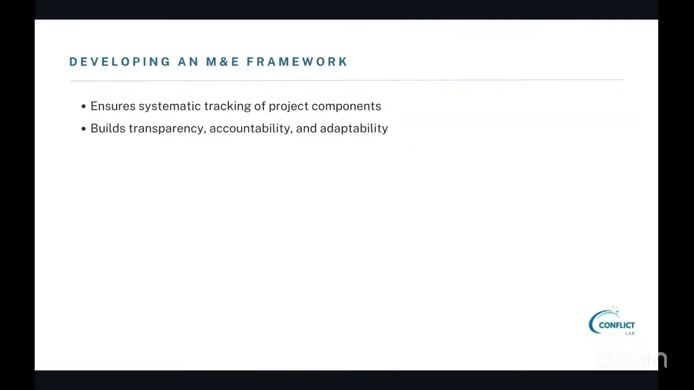Then we have developing an M&E framework. An M&E framework may look different depending on the RFP. As I mentioned in the last session as well, it's very important that you look at the call for proposals or request for proposals. They will always mention what they're looking for, at least if you're going through 2 rounds, where first you send a concept note and then they ask for a more comprehensive proposal. Either way, they will always mention what they're looking for.